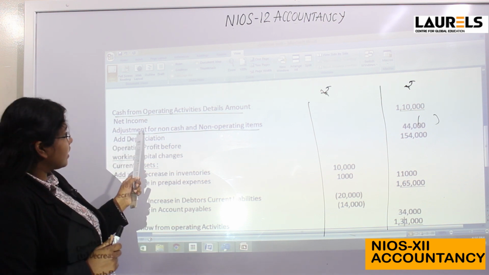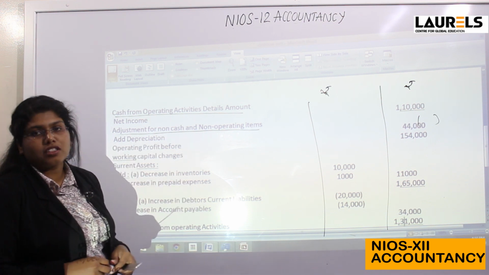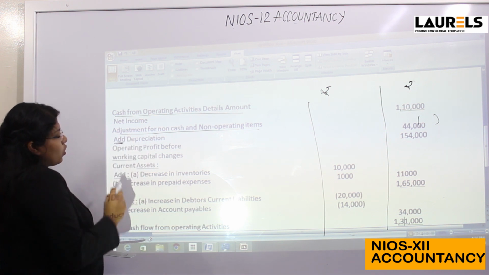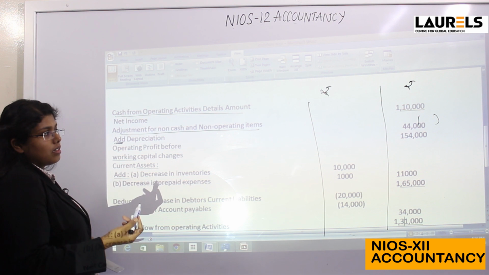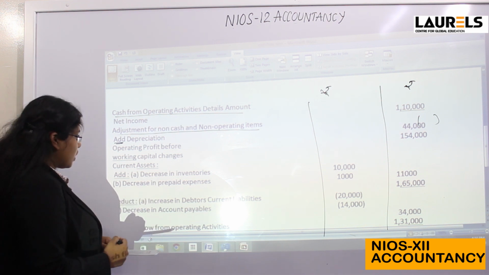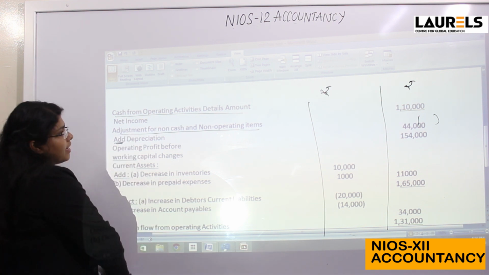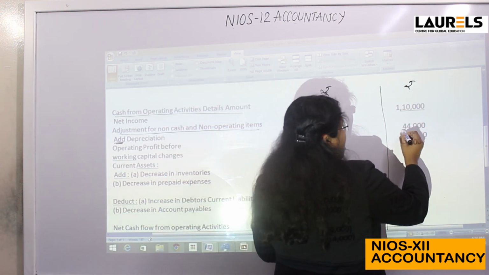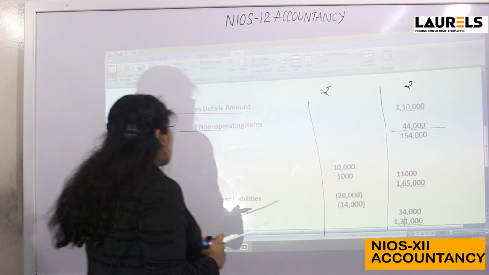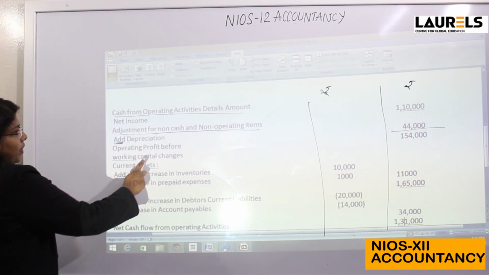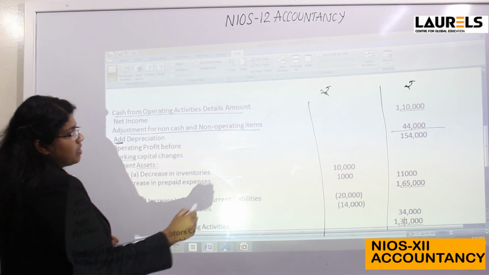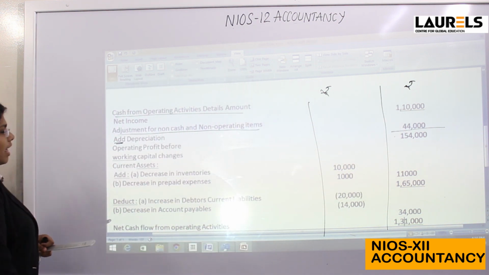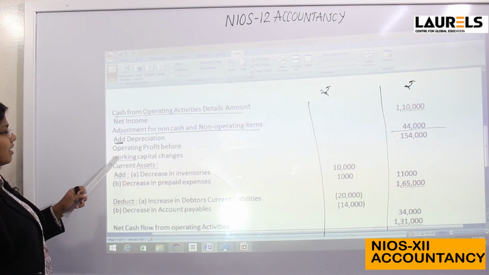Now we move on directly to adjustment for non-cash and non-operating items, and we saw there was depreciation of 44,000. So what do we do for depreciation? It is deducted in the profit and loss statement. Therefore here we add it, and because there is only one item, we directly put it into the outer column and we take the total operating profit before working capital changes. We directly take the total of those two. Okay, that is 1,54,000.